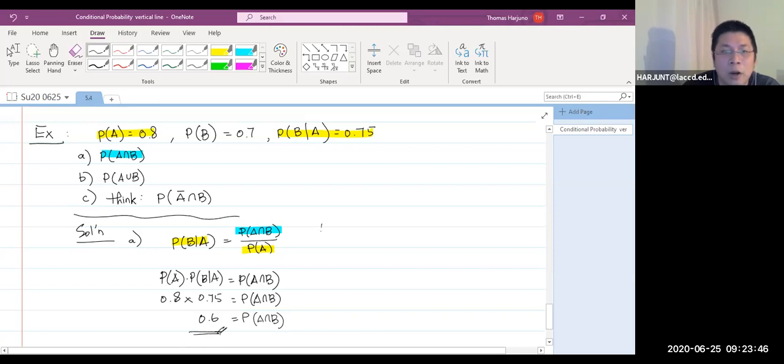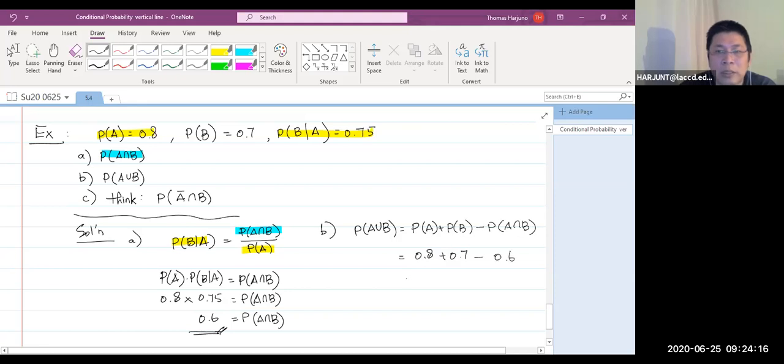Okay. Now part B, probability of the union. Then we can use the inclusion-exclusion formula because we already have all the ingredients, right? Probability of A plus probability of B minus probability of the intersection. That is 0.8 plus 0.7 minus 0.6. That will be 0.9, right?